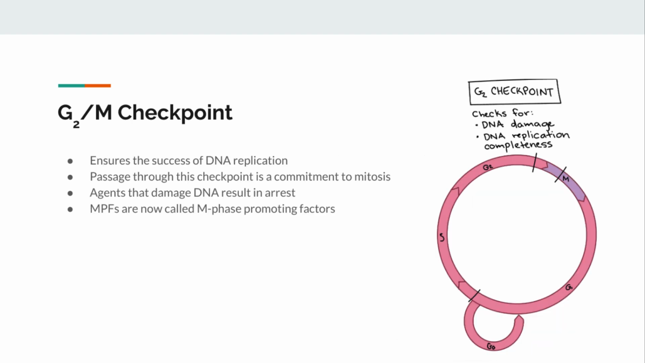The G2/M checkpoint ensures the success of DNA replication and can pause the cell cycle if it is not done correctly. If a cell passes through this checkpoint, it is a commitment to mitosis. If an agent is discovered damaging the DNA, the cell will be arrested. CDKs that are present here are shown as MPFs, which are now called M-phase promoting factors.